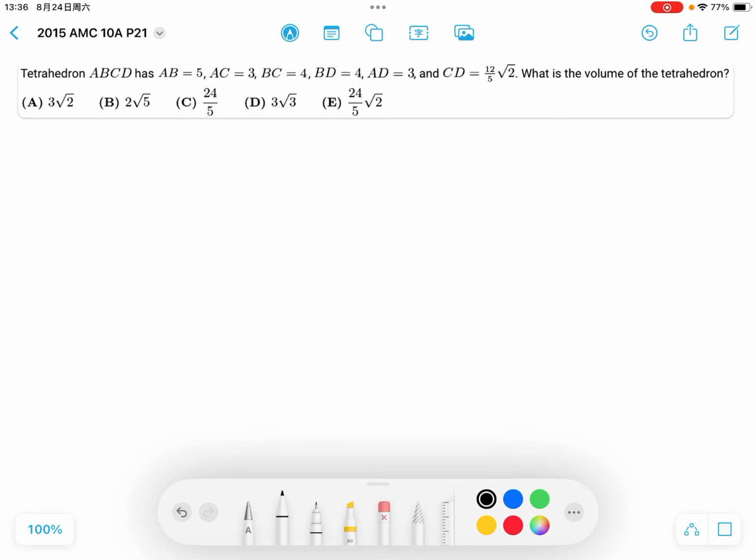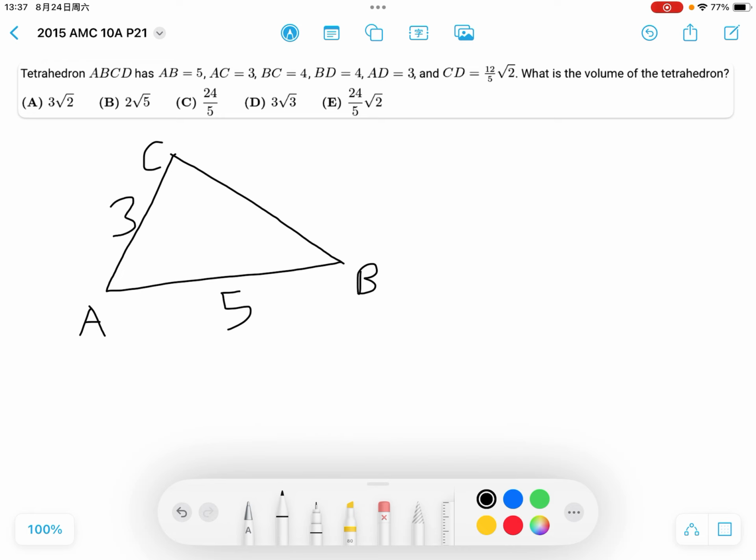So AB. That's A, that's B. And then AC. I'll make it a little longer. Okay, so that's AC. Then BC. Like that. So let's label the side lengths first. AB is 5, AC is 3, and BC is 4.